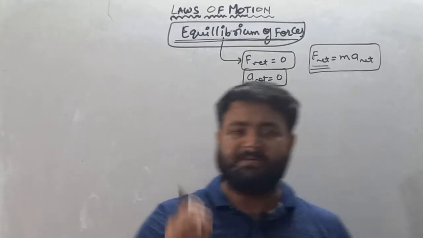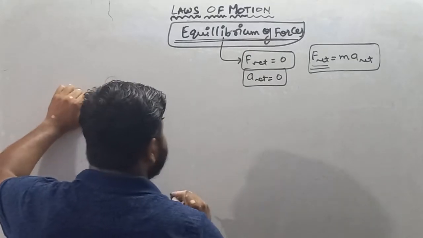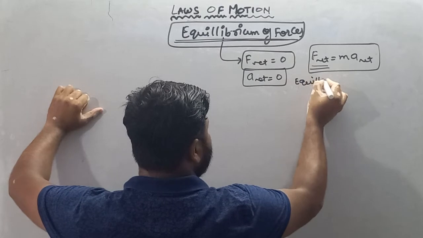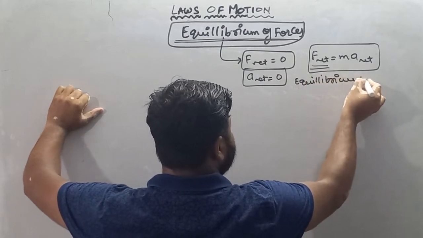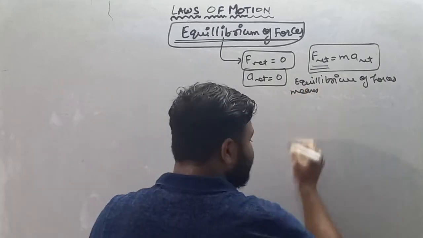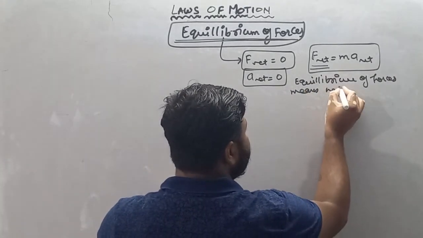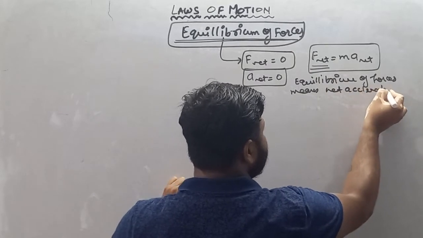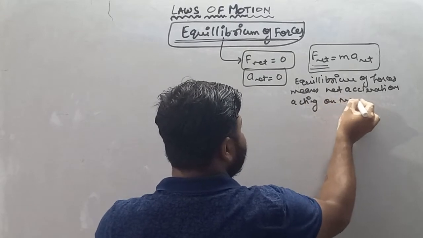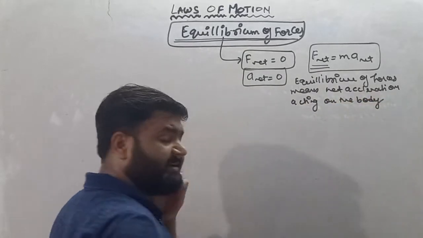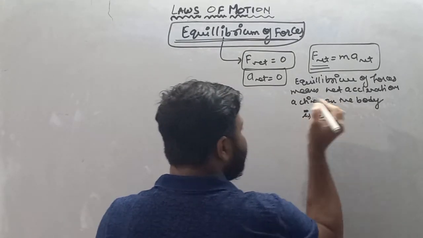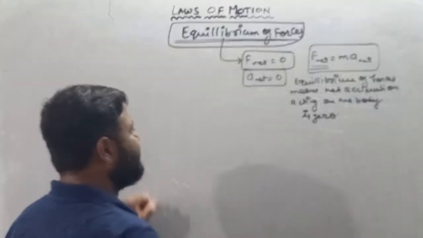Please write down in your notebook: equilibrium of forces means net acceleration acting on the body is zero. Net acceleration acting on a body is zero.